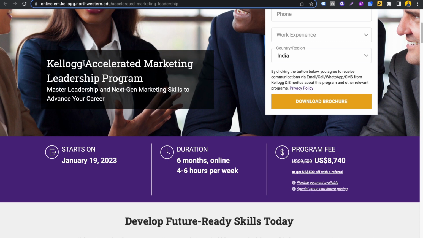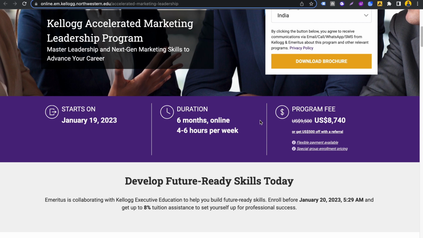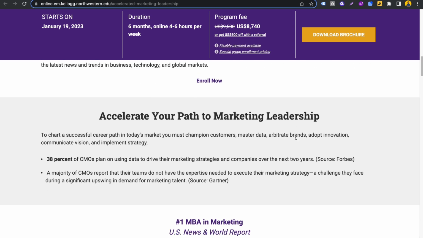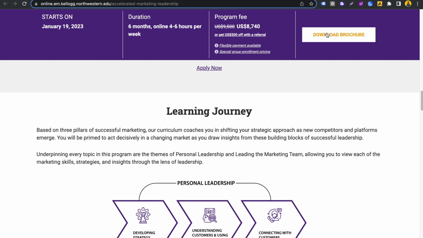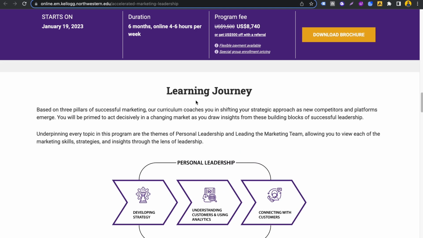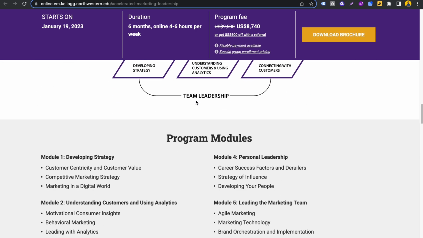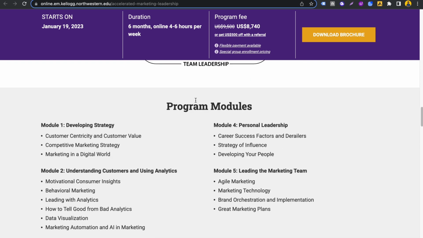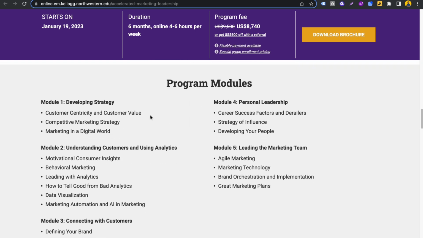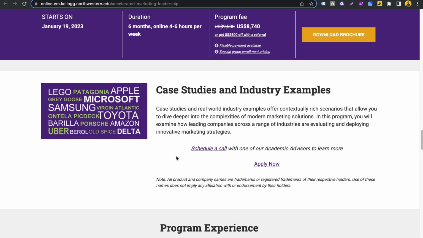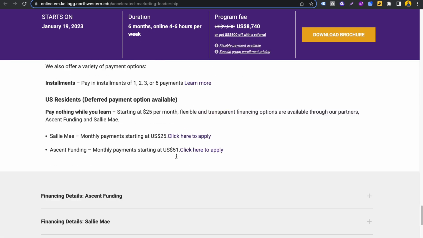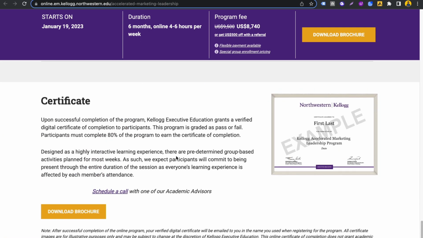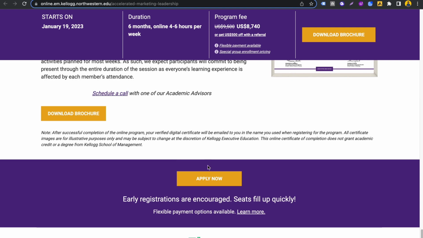It's an accelerated marketing leadership program, 6 months duration, costing almost $9,000, and there is lots of information around the course, what you will be getting. There's an option to download the brochure here. There are some learning journeys they've mentioned as to what the program will entail, some of the modules they'll be covering, some case studies, student testimonials, and alumni. This is the final certificate that you'll be getting.